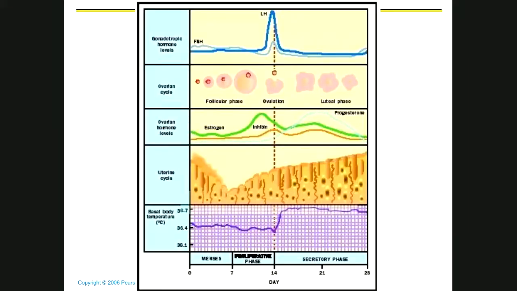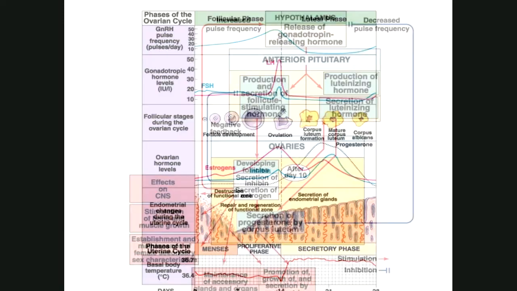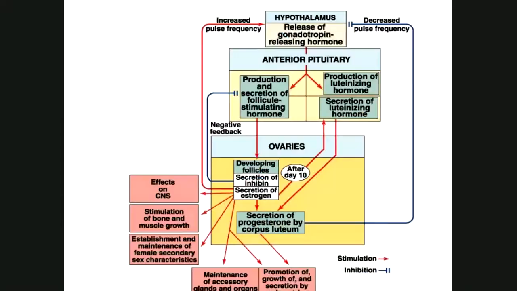Here's another summary slide, same sort of thing. Doesn't have GnRH on it, but has everything else on it. But there's that one. Any questions? So here's another summary slide, but look, it's a different format. This is a diagram, but basically it's the exact same thing.